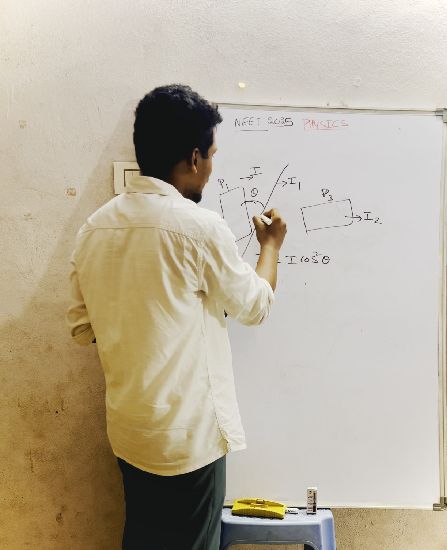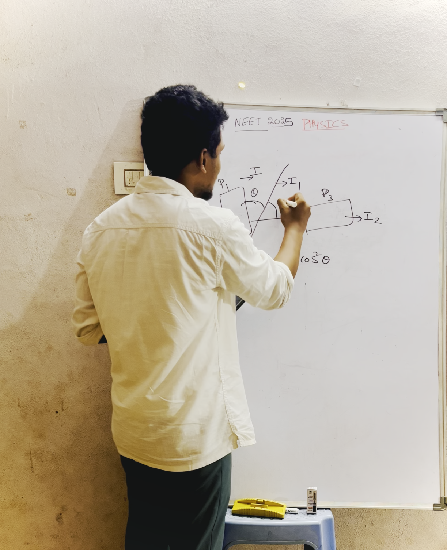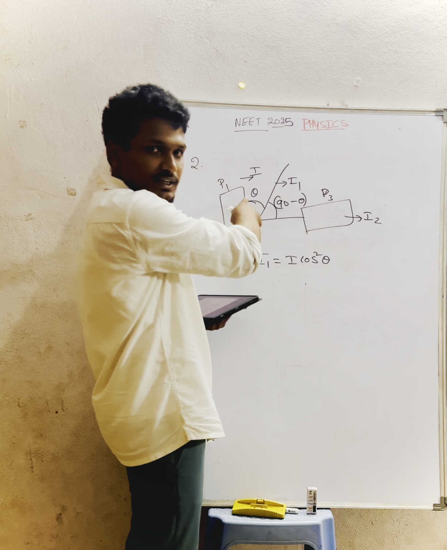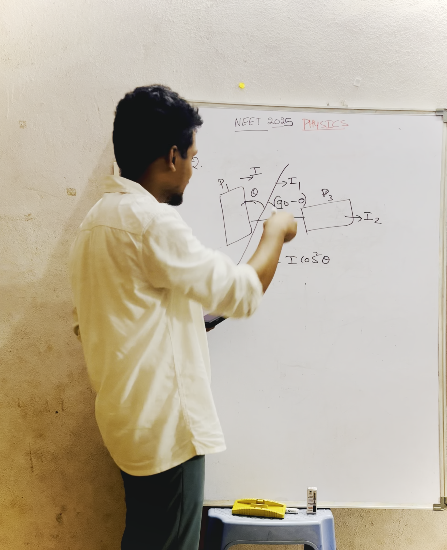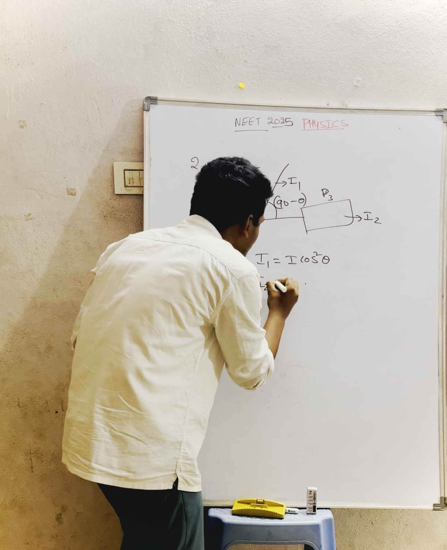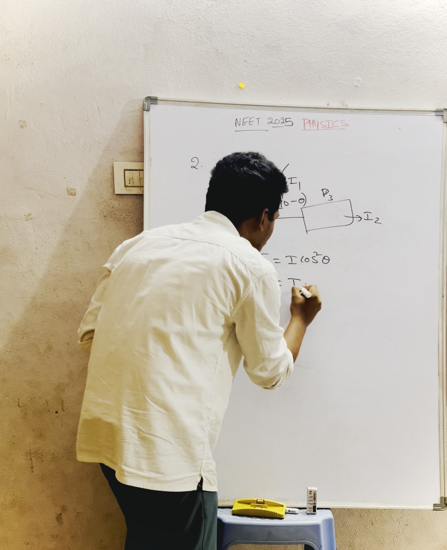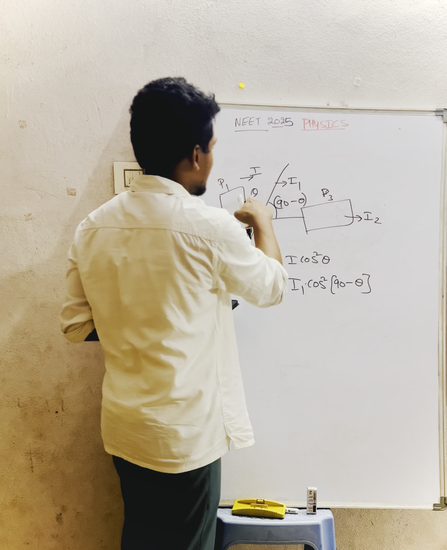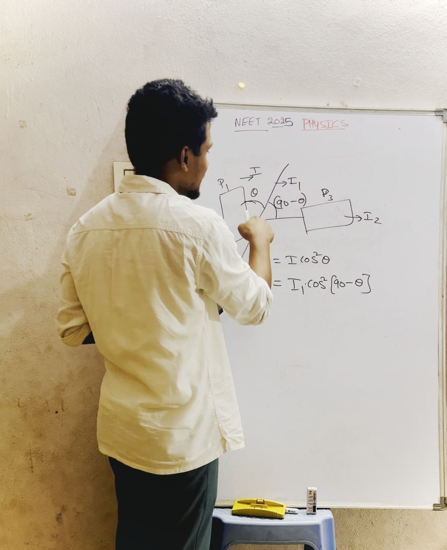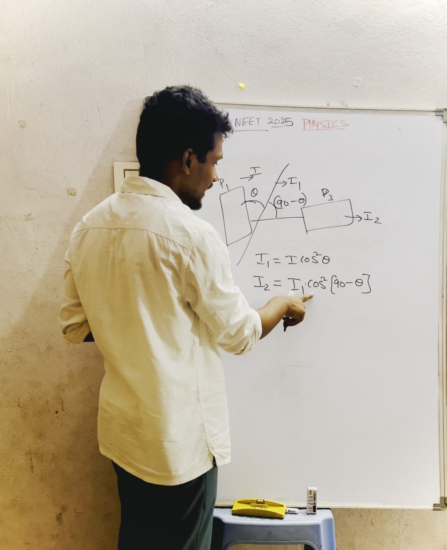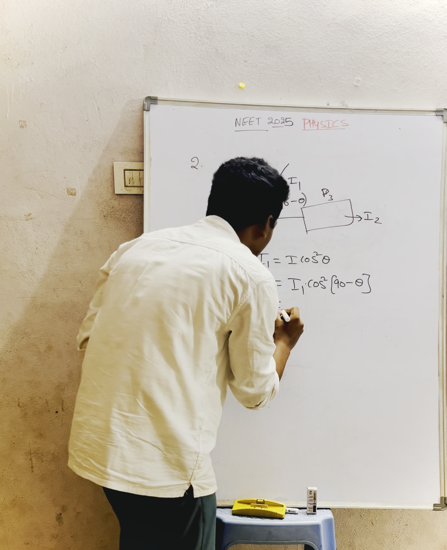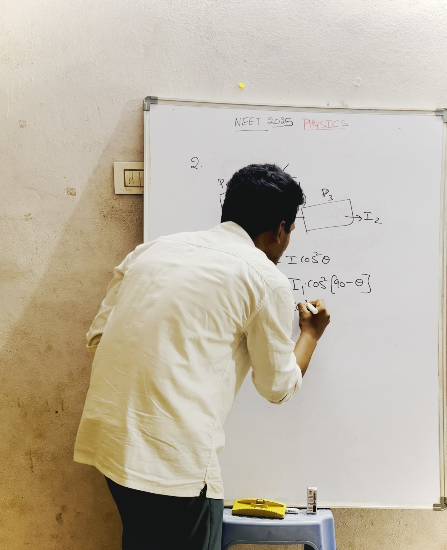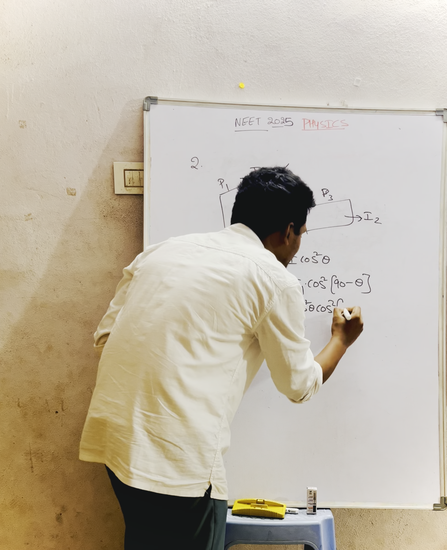Now if this is theta, I can clearly say that this should be 90 minus theta, because total angle is 90 degrees. If this is theta, the other should be 90 minus theta. I can write I2. I2 is equal to I1 into cos square 90 minus theta, because this angle is theta and this is 90 minus theta. So this polarizer is making an angle of 90 minus theta with the P3. So I should write cos square 90 minus theta. So I will just substitute this I1 here, which turns out to be I cos square theta into cos square 90 minus theta.